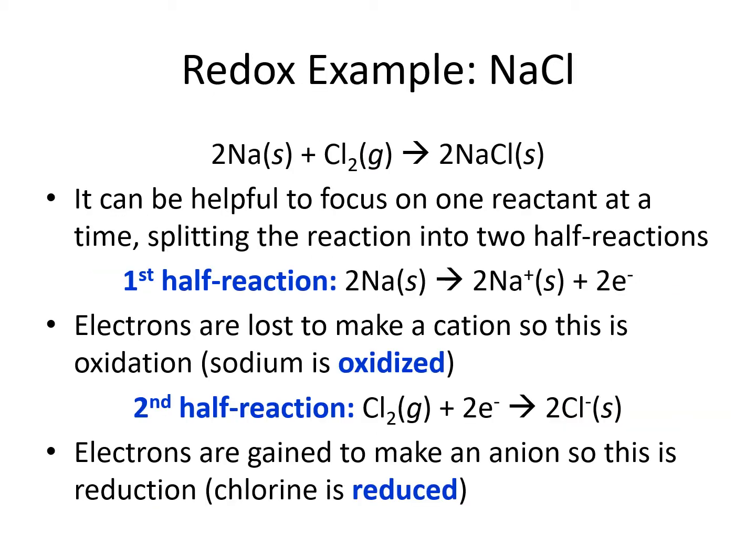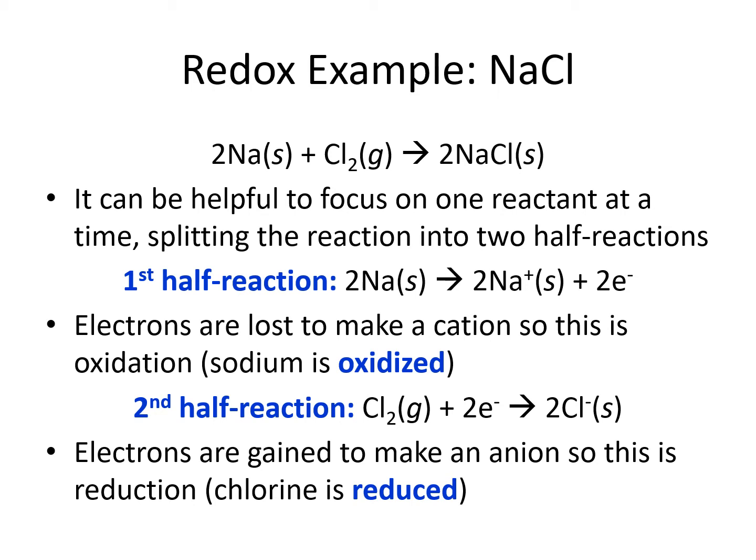A simple redox example is the reaction of sodium and chlorine to make sodium chloride. When we do redox reactions, it's going to be generally helpful to split them into two half reactions and focus on those two parts of the reaction separately. In this example, one half reaction is going to be focused on the sodium, and the other half reaction is going to be focused on the chlorine.